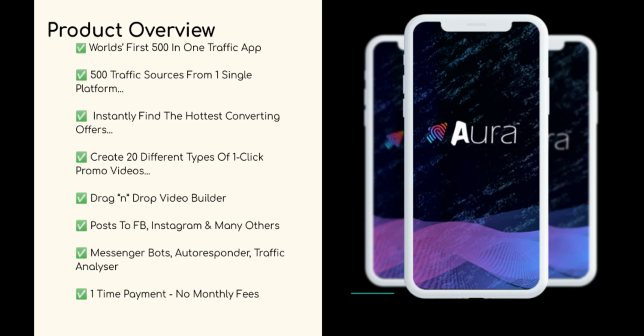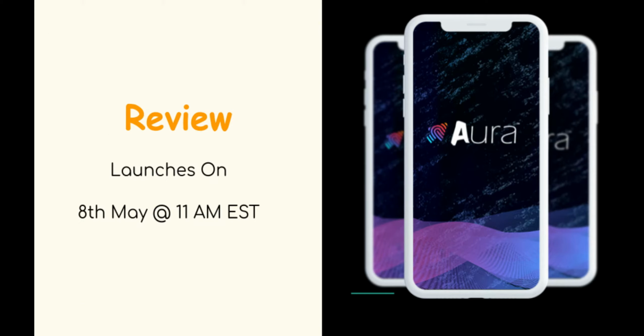So Aura is the world's first 500-in-1 traffic app. It's a hosted product, 500 different traffic sources from a single platform. You can instantly find the hottest converting products that you can then promote. You can create 20 different types of videos with a one-click, drag and drop video builder, and post to Facebook, Instagram, and absolutely loads of others, well, there's 500 of them. You've got messenger bots, autoresponders, and traffic analyzers as well, and it's a one-time fee to get involved. The product actually launches on May the 8th at 11 AM EST, that's Saturday morning.